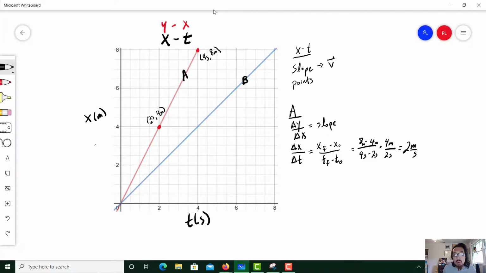All right, before I go into object B, let's pause. Let's think about this before we actually analyze this. This is something that you might be asked to do when you're not necessarily given numerical values, but you've got to take a look at these things qualitatively.